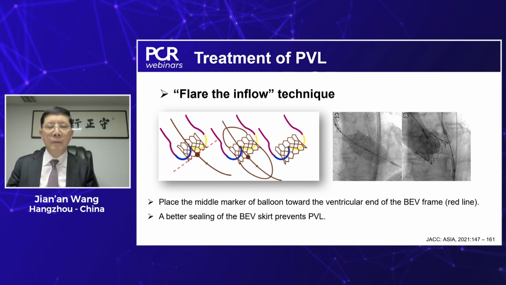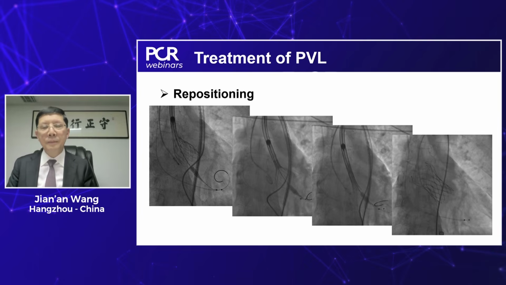So here's a flare and a flat inflow technique. Because just now Dr. Palmer already mentioned the skirt. So on the Sapien 3, when we try to expand the device, we try to have a flare, which may prevent or decrease the regurgitation. So keep on going.